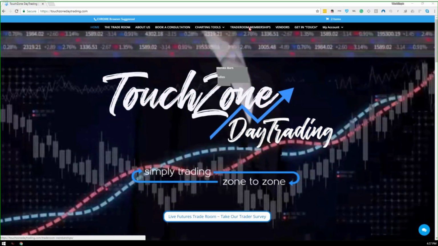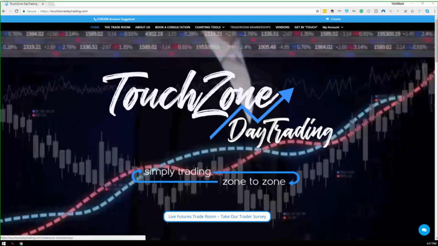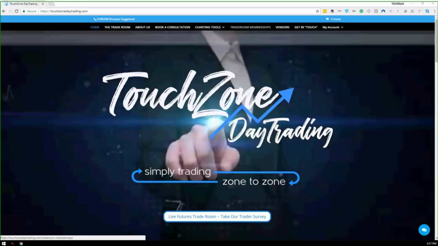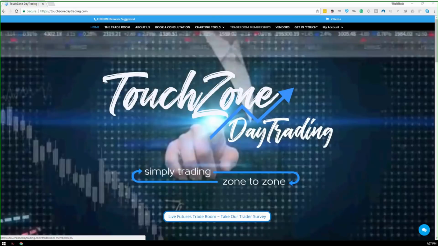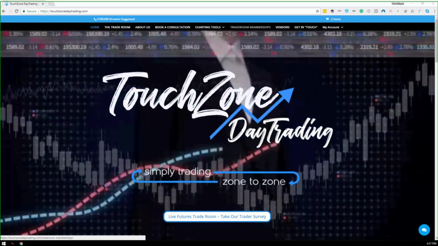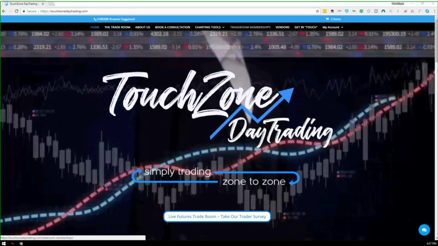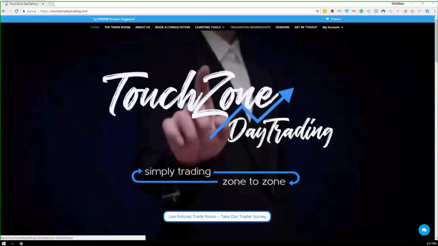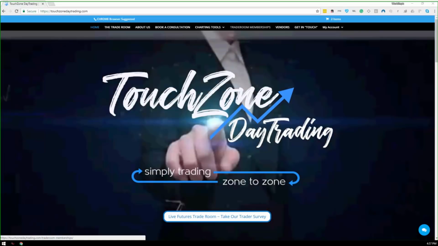We have 3 different trade room options. You can come in for 1 week and see if you like it. There's no long-term contract needed. If you don't like it after 1 week, you can cancel, no problem. You can do it by the month, and you get a better rate when you do it by the month. And you can also do it by the quarter, and quarterly is the best rate.